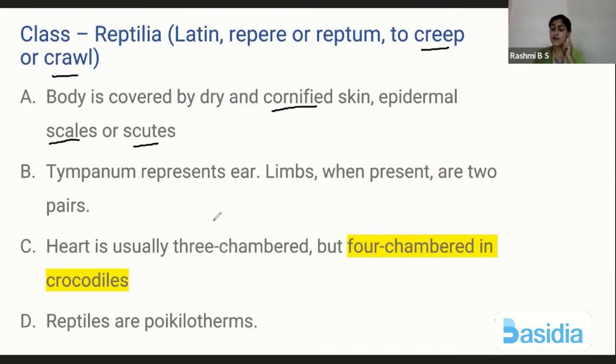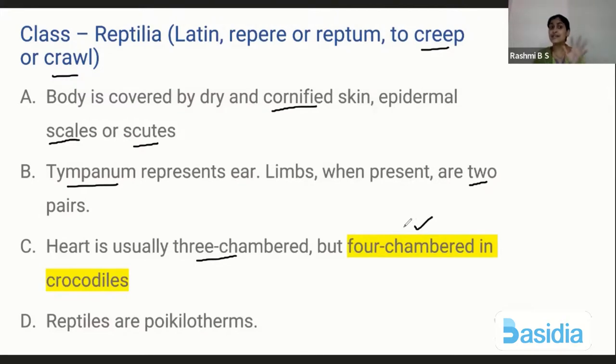Yes. And when it comes to the ear, tympanum is present, and the inner ear is present, okay? Limbs are present. If limbs are present, generally they have two pairs, meaning four limbs. If not, they are limbless, okay? The best limbless reptile is the snake. The heart is three chambered, as you already know, but crocodiles have a four-chambered heart.